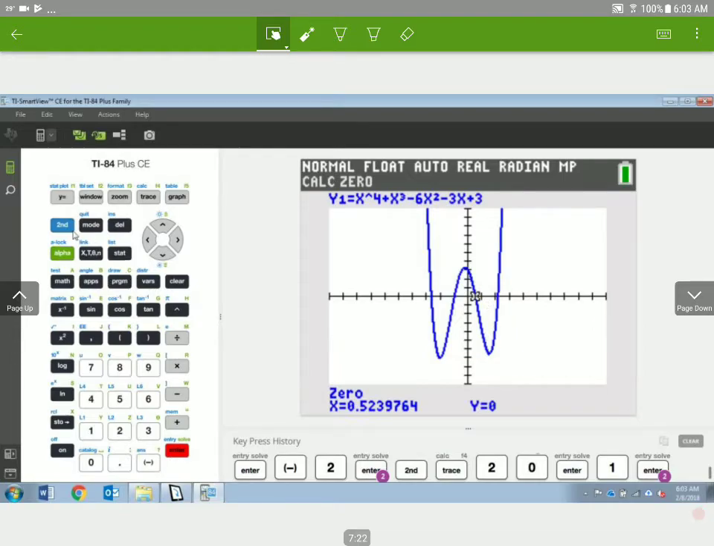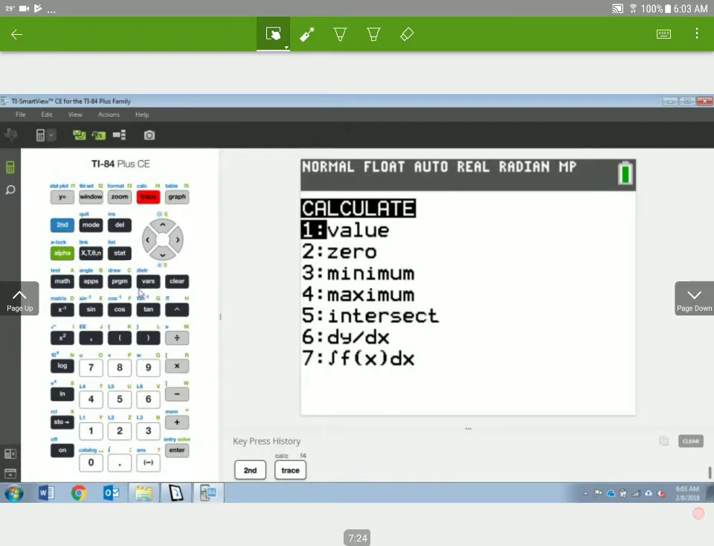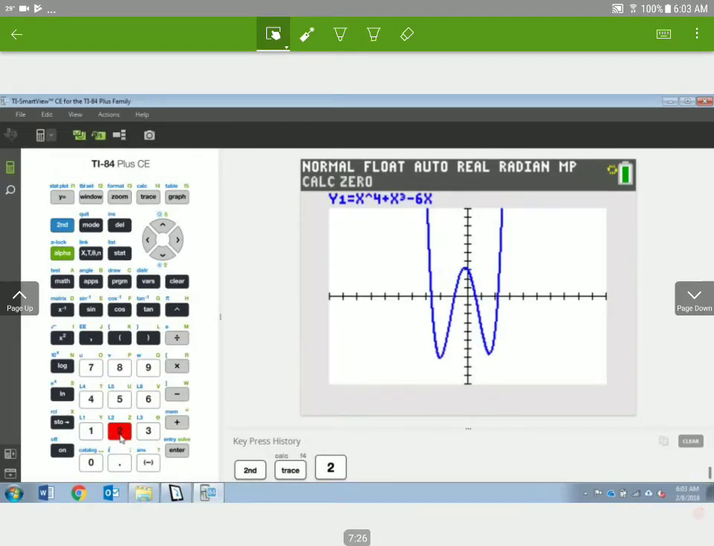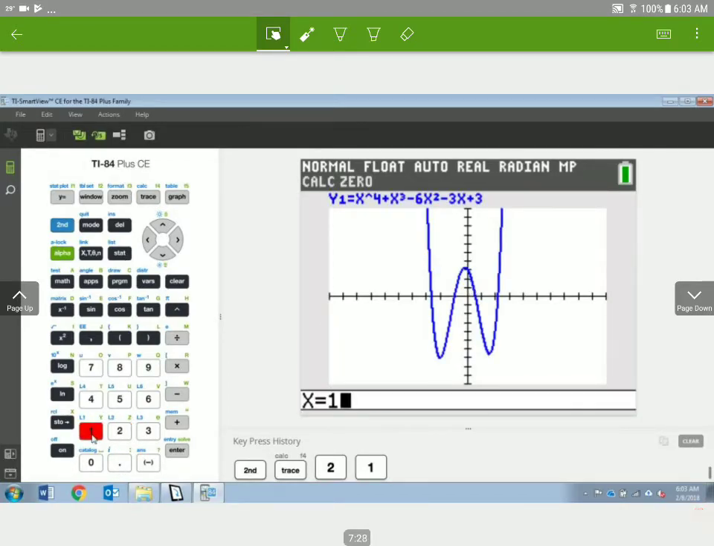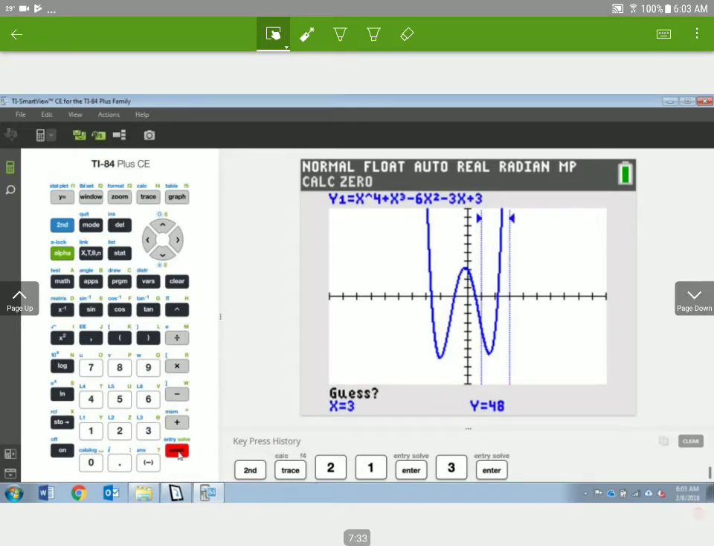So second, calculate 0, 1, enter. Let's just pick 3. That's big enough. Good. Guess. I got a 0 at 2.1, comma 0.